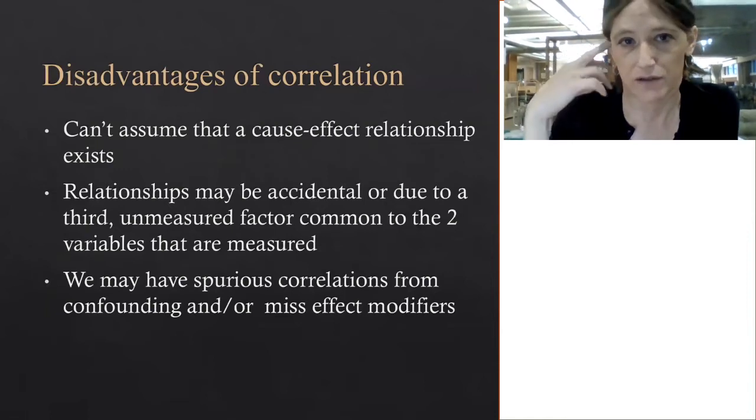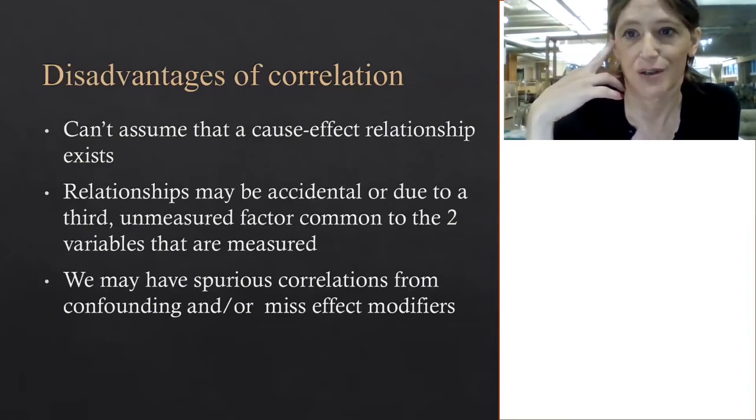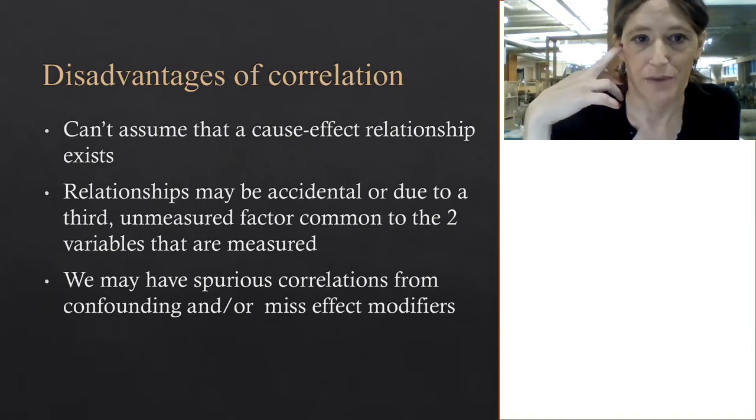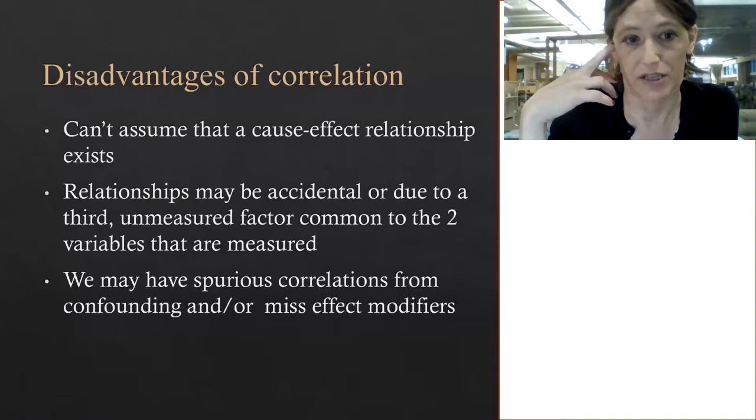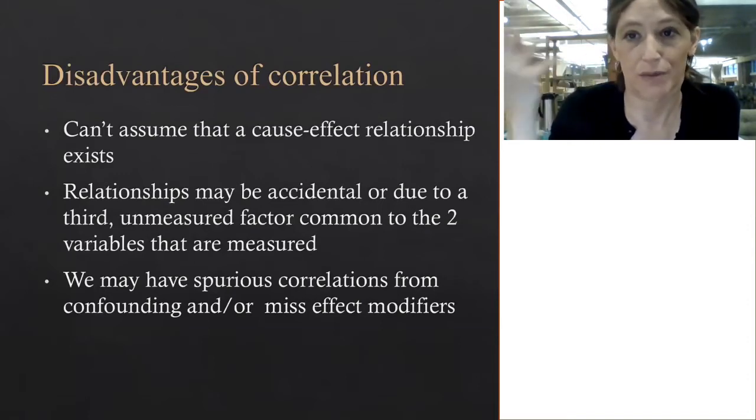The disadvantages of correlation is that we can't assume a cause-effect relationship. We can simply report the correlation. And it could be that there's a third variable, a potential confounding factor, that we fail to account for in our relationship. And in that case, we could say that there was a spurious correlation because we failed to consider confounding. We also would potentially miss effect modifiers, things that would change the relationship between those two variables.